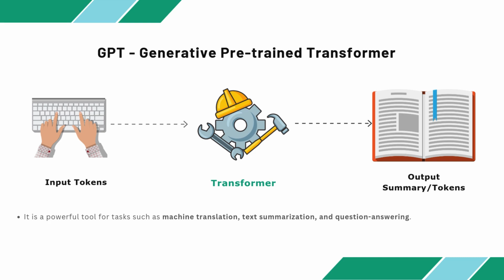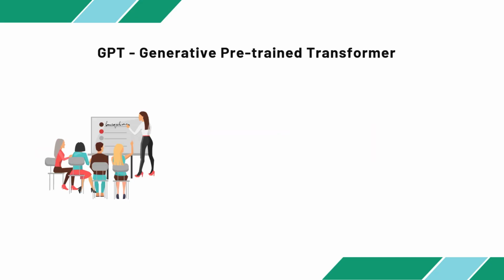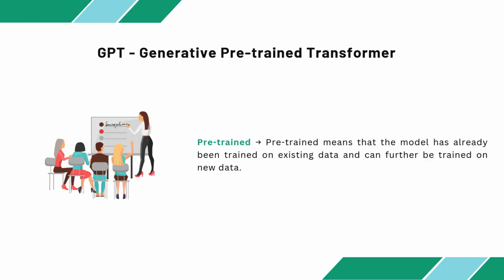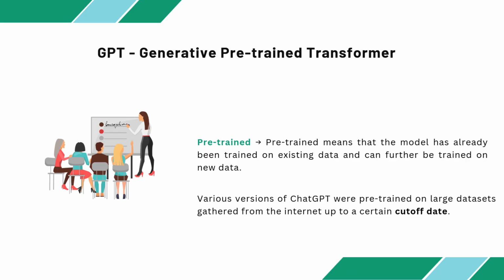Next, let's move to the term pre-trained. Pre-trained means that the model has already been trained on existing data and can further be trained on new data. For example, various versions of ChatGPT were trained on large datasets gathered from the internet up to a certain cutoff date. To summarize, pre-trained implies the model has undergone initial training on massive data and can be adapted for specific tasks by training on additional data.